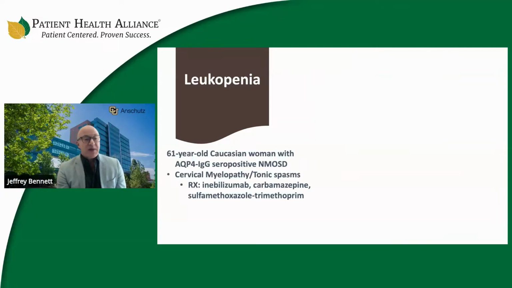Here's a case of leukopenia. This is a 61-year-old Caucasian woman with NMOSD who had cervical myelopathy and tonic spasms. She was treated with inebilizumab, carbamazepine, and sulfamethoxazole trimethoprim for her steroid use. 1 month into treatment, she had leukopenia with a white blood cell count that had dropped to 1.3.